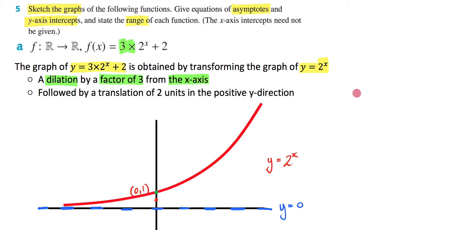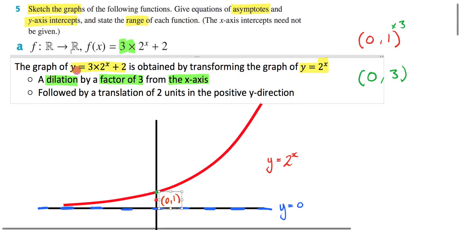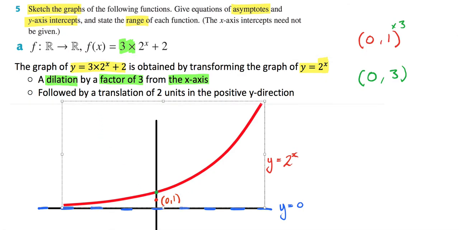So let's really reflect on what's going on here. I started with (0, 1) as my y-intercept. I then dilated it by a factor of 3 from the x-axis, and it changed my y-intercept. Let me do this in a different color. It multiplied it by 3. So what I'm getting now is 0, and 1 times 3 is 3. So this is (0, 3).